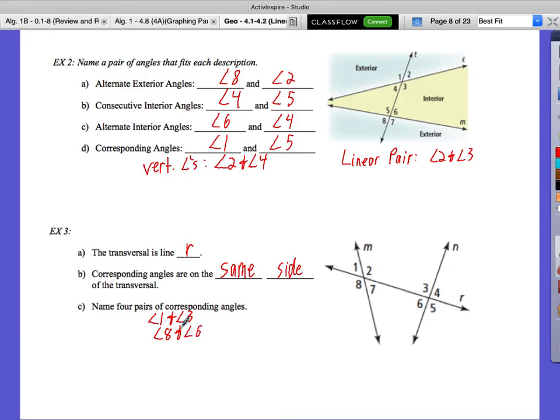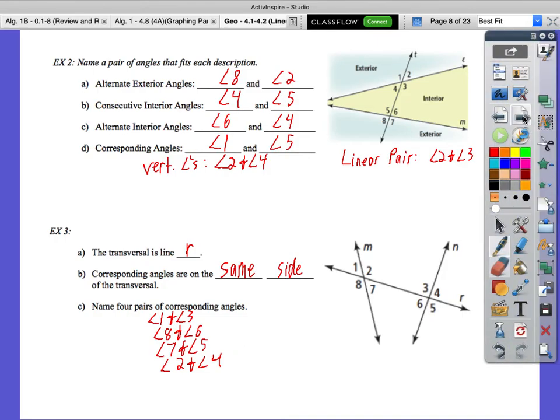Julia, can you give me another pair? 4 and 2. 7 and 5. Okay, 7 and 5. And Emily? 1 and 3. 2 and 4. Okay, so those are your 4 pairs of corresponding angles there. All right. Done! So we're going to go through one last thing and then we're going to finish your table, okay?